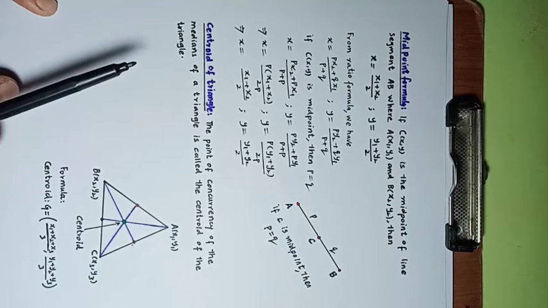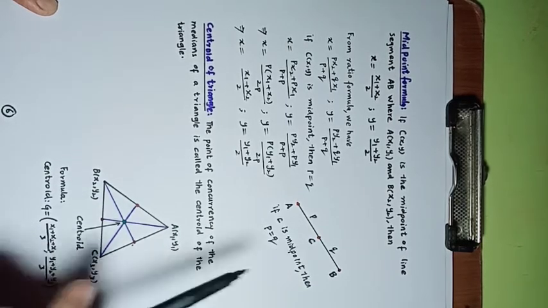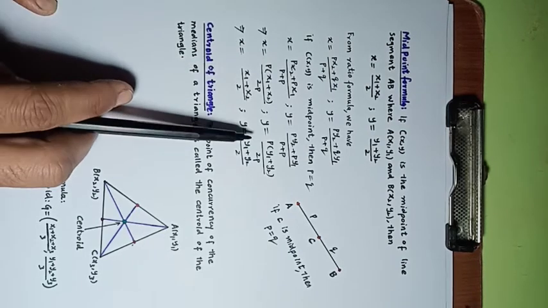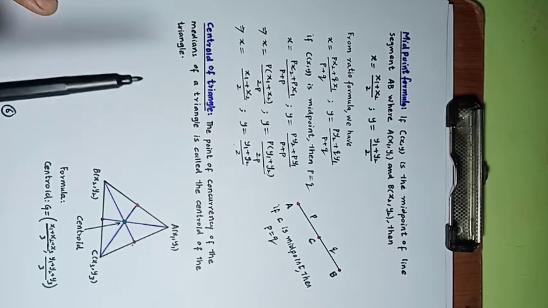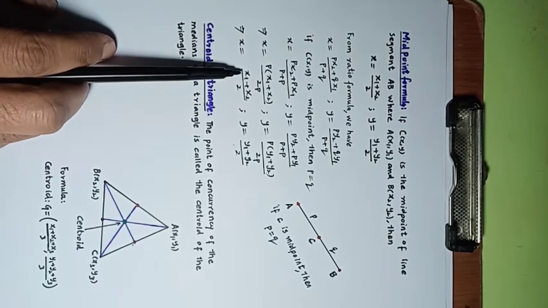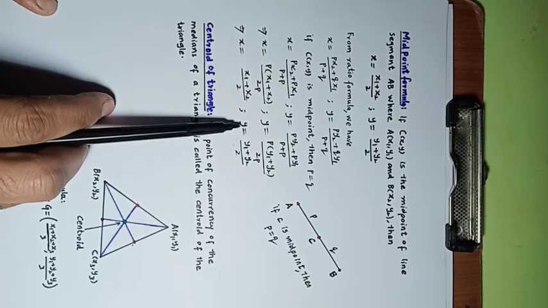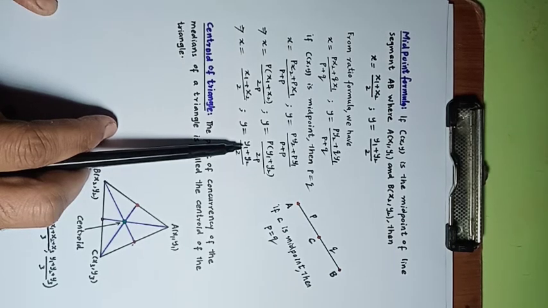Dear students, from here we observe that if C is the midpoint of line segment AB, then x is the average of the x coordinates and y is the average of the y coordinates. Thus we can say that when C is the midpoint, the x coordinate of the midpoint is the average of the x coordinates of the ending points of the line segment, and the y coordinate of the midpoint is the average of the y coordinates of the ending points of the line segment.